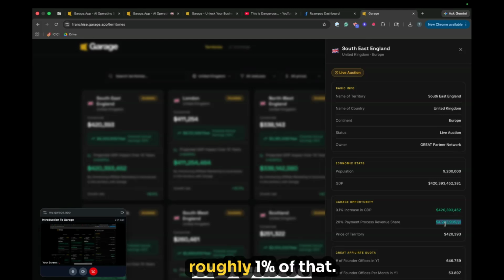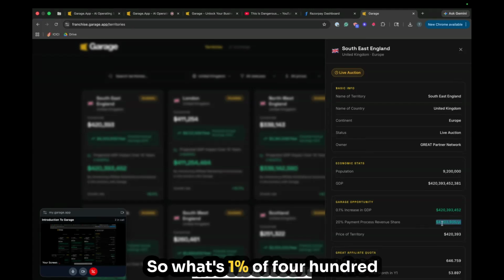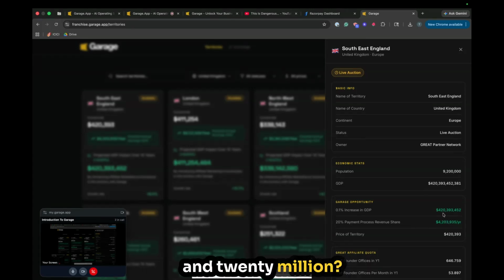You're going to earn roughly 1% of that. So what's 1% of 420 million? 1% of 420 million is $4.2 million per year. But everything is in USD, okay? Everything. Even if you're in China, we've calculated in USD. So this is Southeast England.